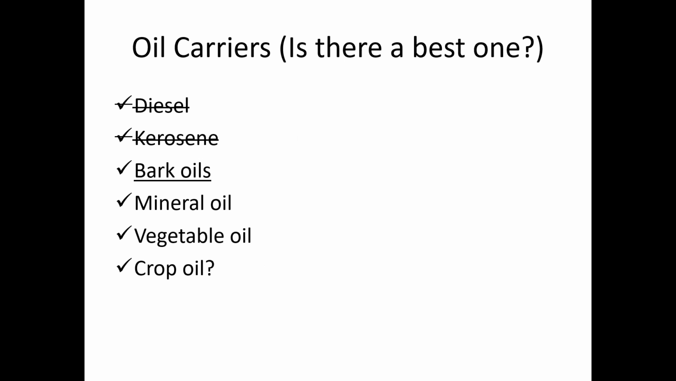Okay. Now, what about oil carriers for basal bark? Is there a best one? Historically, we've used diesel and kerosene. Diesel's still EPA approved. You can still use these things to mix with the oil soluble formulations to do basal bark. I don't recommend it. I really don't think it's a great idea putting straight diesel out into the environment around your target trees. I'd rather not do it, but the EPA still says you can do it.